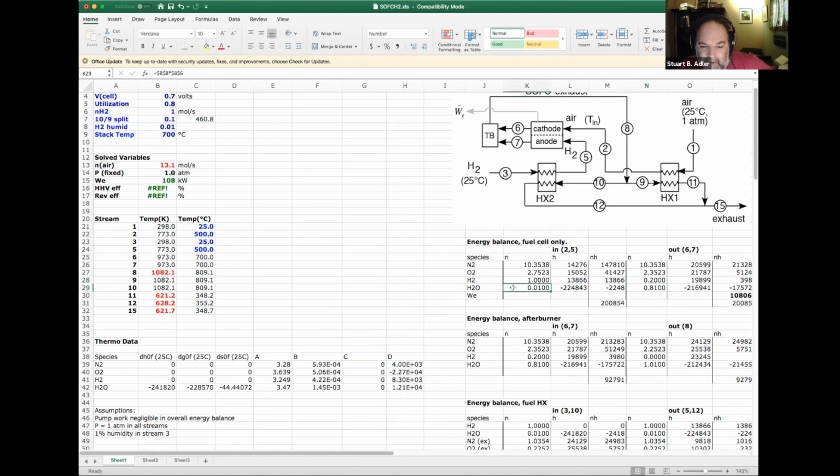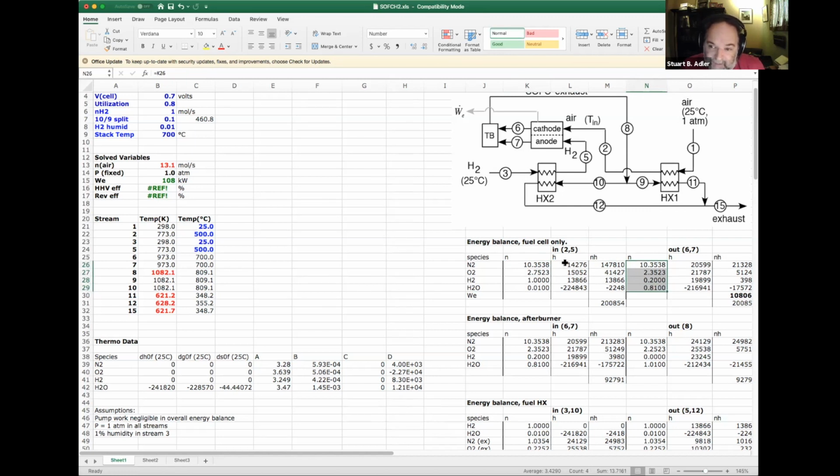And then water, we go in with 0.01 moles. We come out with 0.81 moles because we're taking H2 to H2O, and we've got the 0.01 that we fed in originally. So a total of 0.81 coming out. So that's the mass balance, right? We've done our mass balance: all the species in, all the species out, and then the enthalpies.